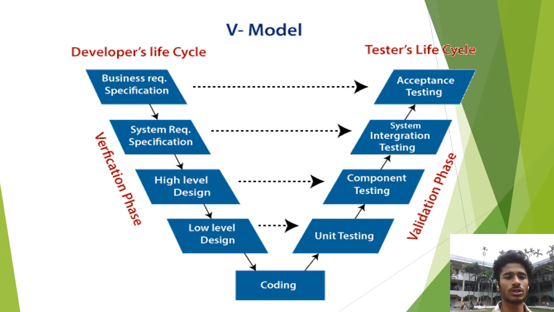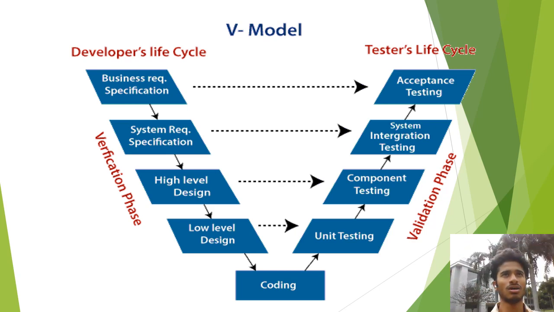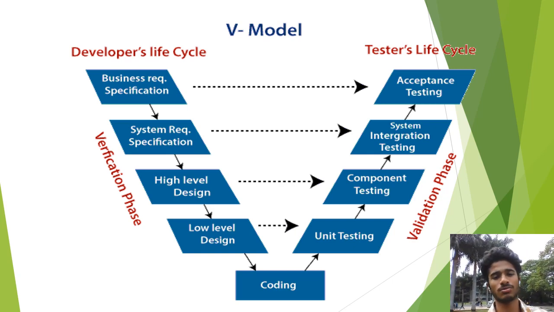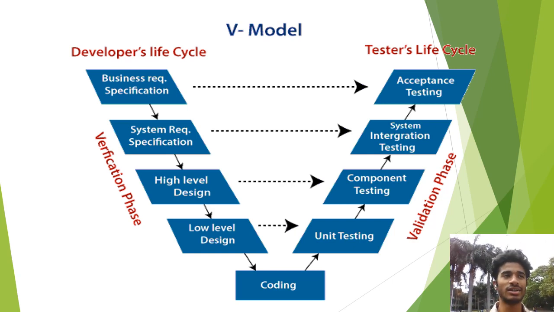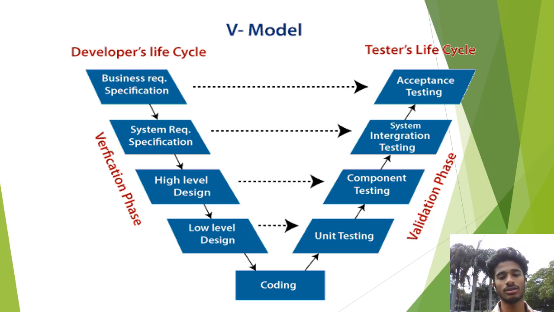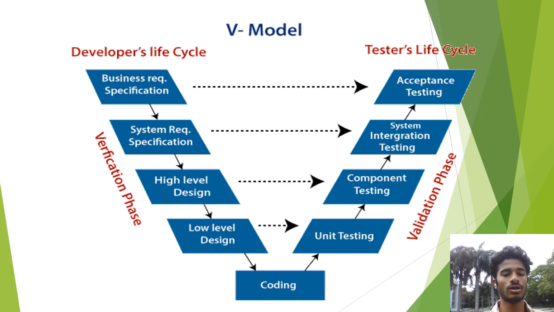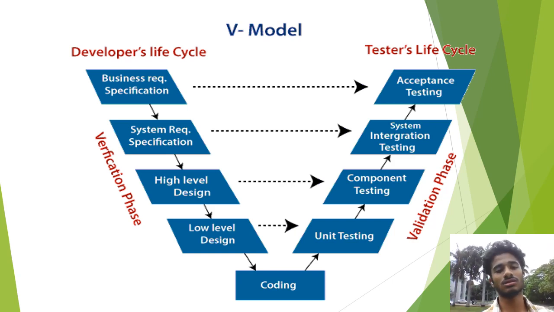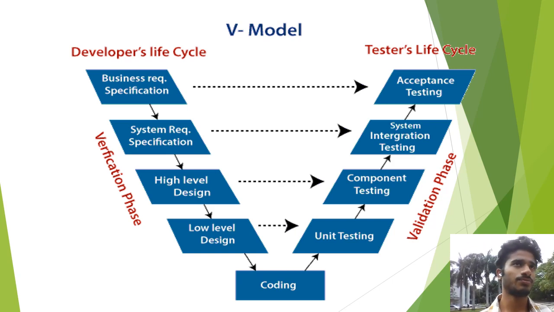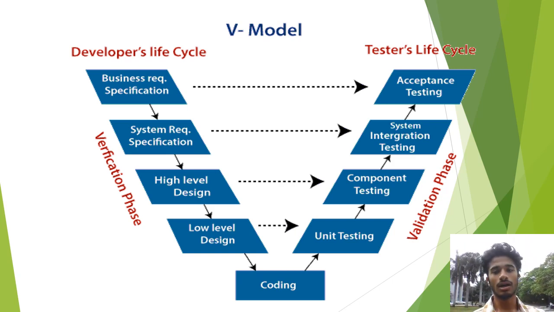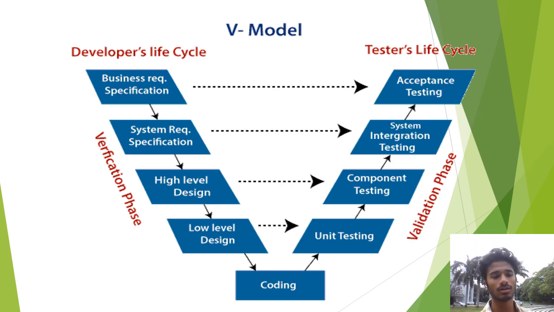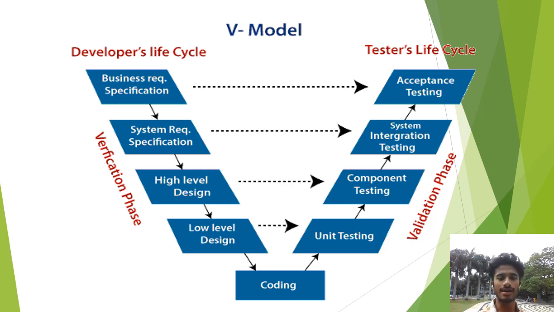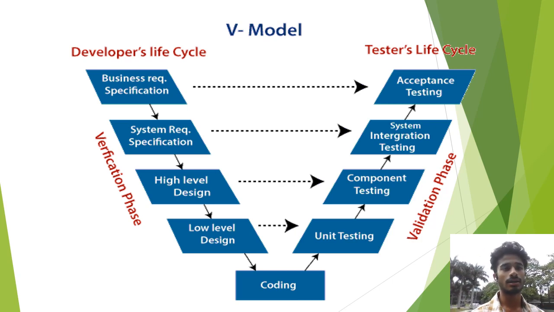So these are related to each other in the form of a V shape. The business request specification points to acceptance testing, the system request specification points to system integration testing, the high-level design points to component testing, and the low-level design points to unit testing. So this is like the developer's life cycle, this part of the V, and this part of the V is the tester's life cycle. This part of the V is the verification phase, and this part of the V is the validation phase. So moving on to the next slide.